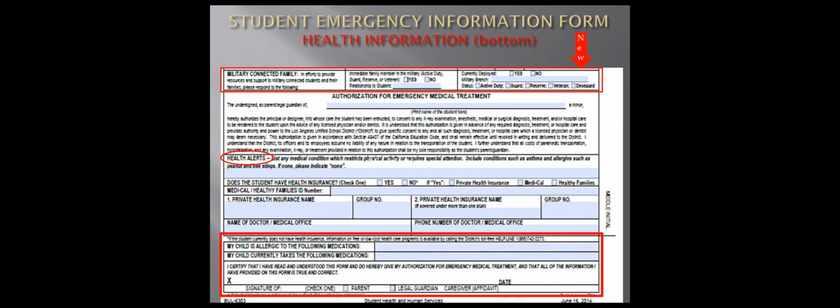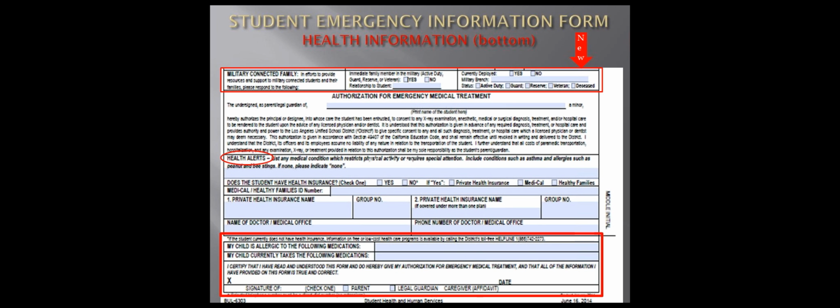The new section to identify military-connected families is right above the health information section. It asks if there's an immediate family member on active duty, guard, reserve, or veteran, and the relationship to the child. It also asks if the family member is currently deployed, and if so, what branch of the military and status. This information is collected in an effort to provide resources and support to military-connected students and their families.